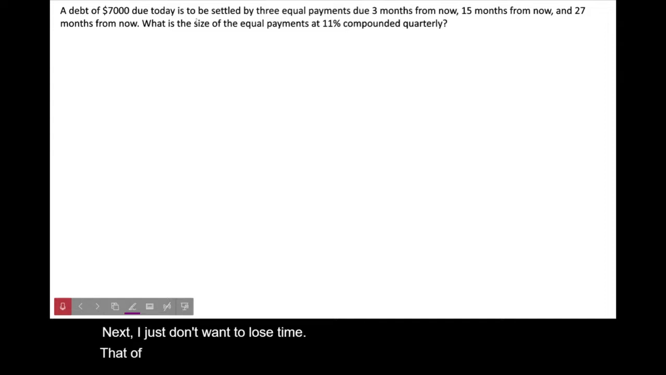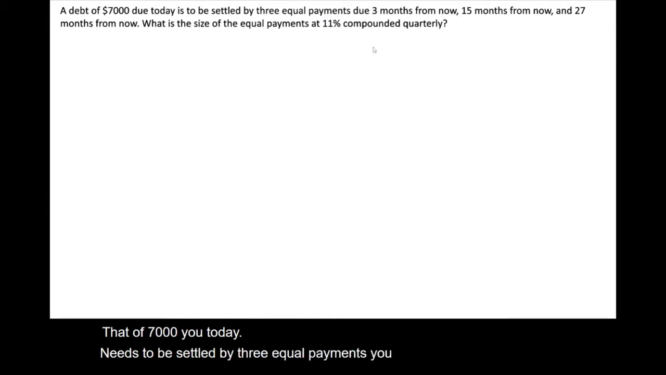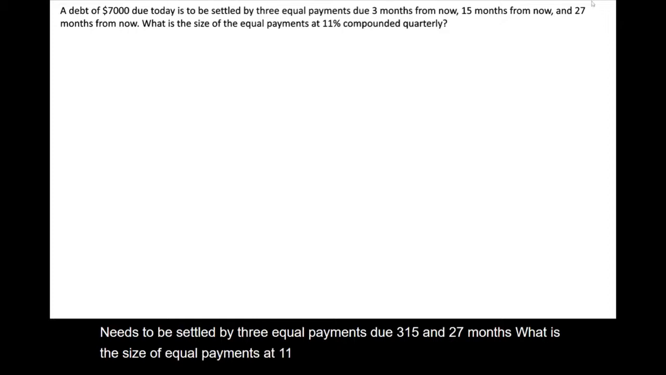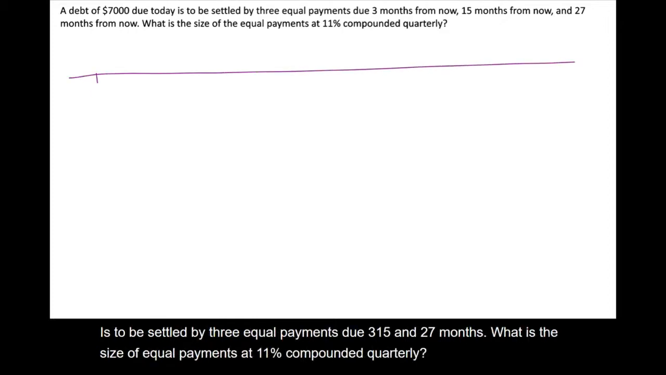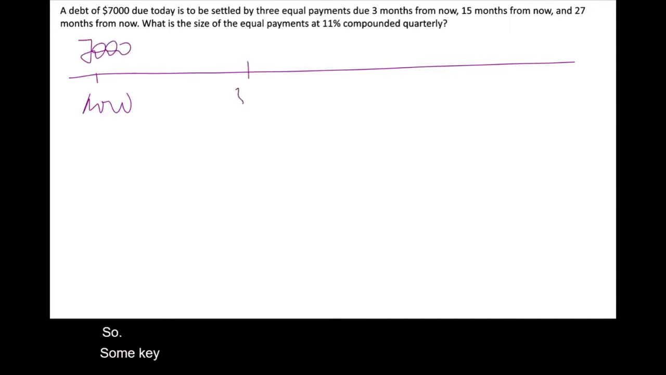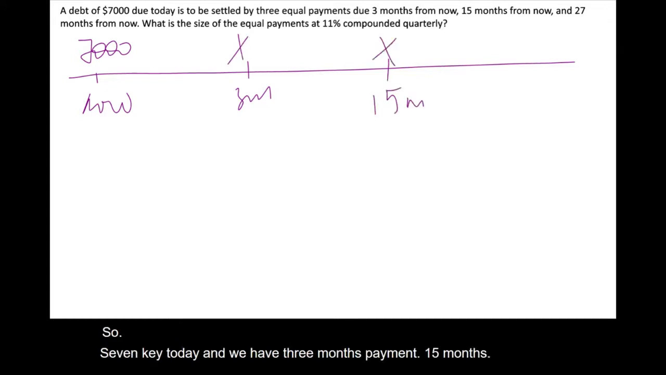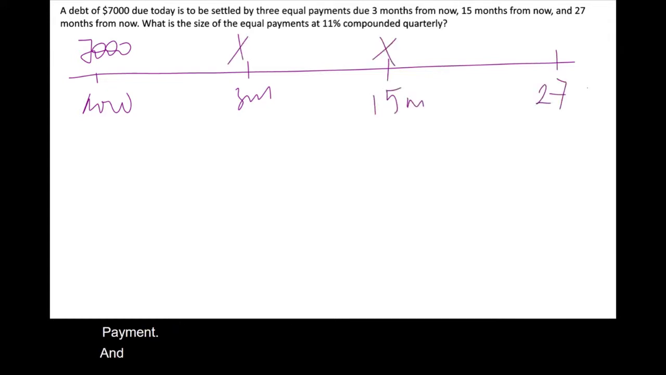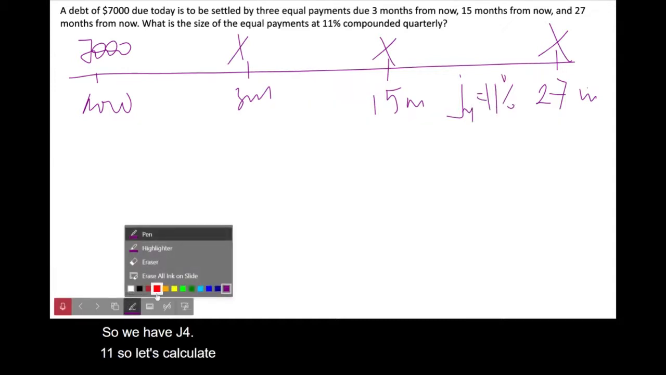Debt of 7,000 due today is to be settled by 3 equal payments due 3, 15, and 27 months. What is the size of equal payments? 11% compounded quarterly. So now 7K today, and we have 3 months payment, 15 months payment, and 27 months payment. So we have J4, 11%. So let's calculate N first.